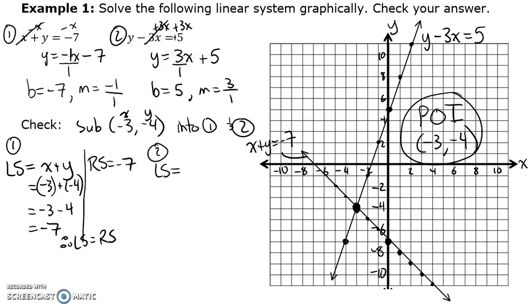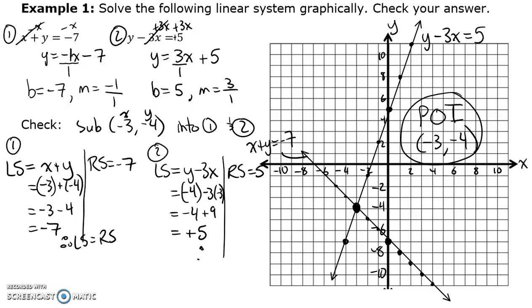So we move to number 2, the second equation. Y minus 3x is the left side, and the right side is 5. Again, we draw the line between those. So y is -4 minus 3 times -3. So -4, negative times a negative is plus, is addition. 2 negatives make a positive. And so we have it being +5. Well, that's the same as the other side. So therefore, the left side is equal to the right side. And we can conclude, therefore, the POI we've checked and now know it's correct is -3, -4.